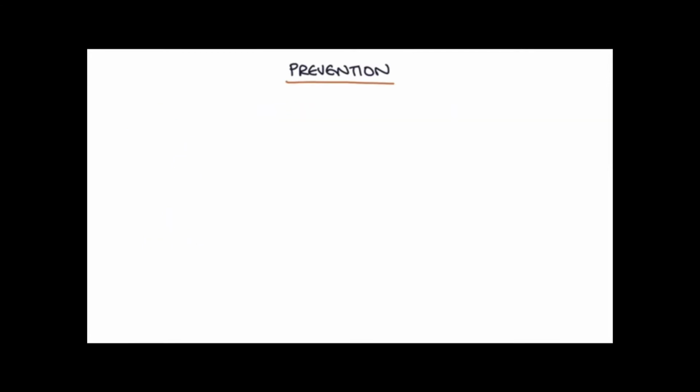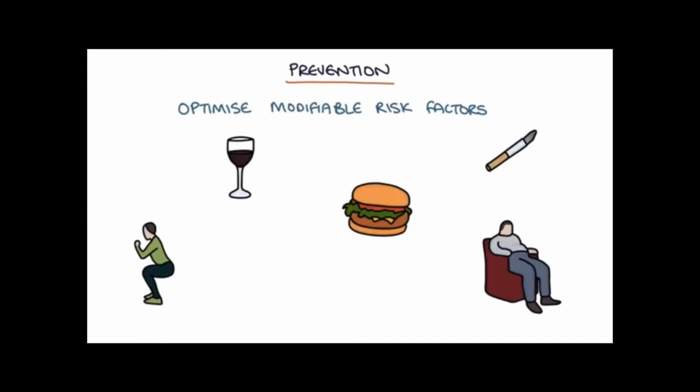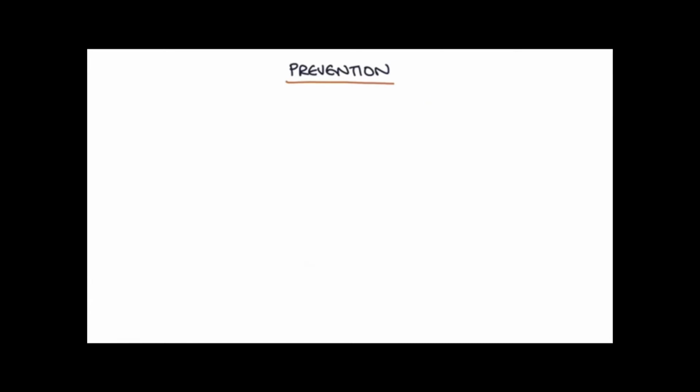So the first thing is you want to optimize any modifiable risk factors. So you figure out what their modifiable risk factors are and then try to improve them. So you'd give them advice on diet, exercise, weight loss, smoking, alcohol, and treating any of their comorbidities, such as giving them really good control of their diabetes.